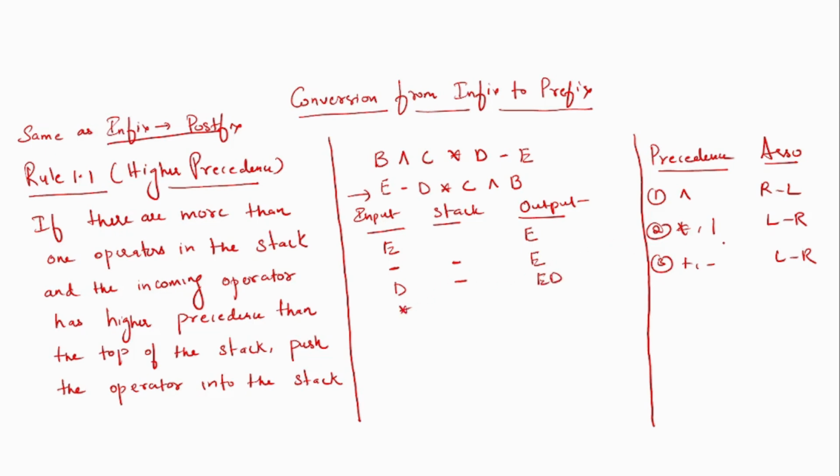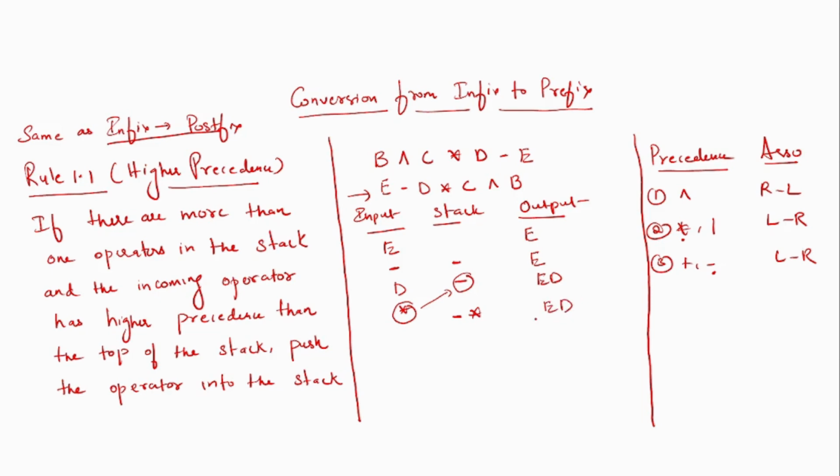Now we know from these precedence rules that star has greater precedence than minus. Correct? Star has greater precedence than minus. Therefore, we have seen in rule number 1 that if the incoming operator has greater precedence than the operator in the stack, then push the incoming operator into the stack, because star has greater precedence than minus. The precedence of star is 2, the precedence of minus is 3, right? We push it into the stack. So minus and star becomes the top of the stack here, and we have e d, correct?